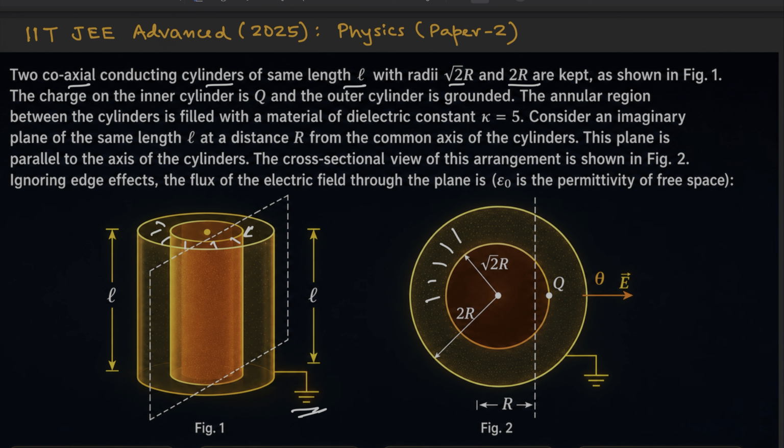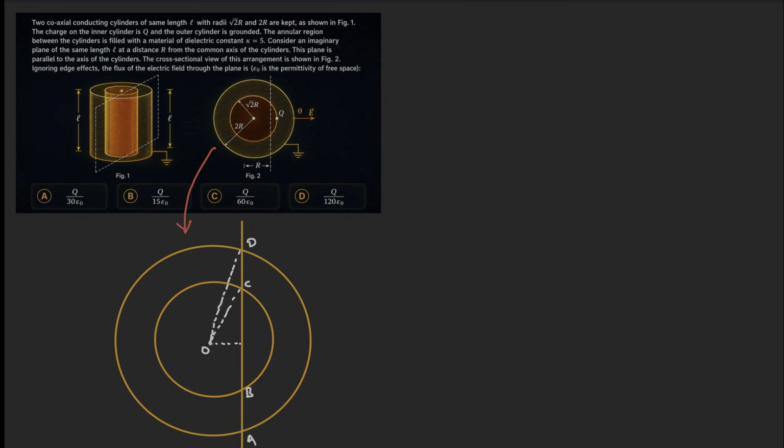Now consider an imaginary plane of length L, which is the same length as that of the cylinders, at a distance r. So you see in figure 2, this is the plane L. From the top view, the distance from the center is r. This is parallel to the axis of the cylinders. So you see in figure 1 that this entire plane is parallel to the axis of the cylinders. A cross-sectional view of this arrangement is shown. We have already seen that, ignoring these edge effects, we have to calculate the flux of the electric field through the plane. Now let's pause here and visualize the problem for key concepts.